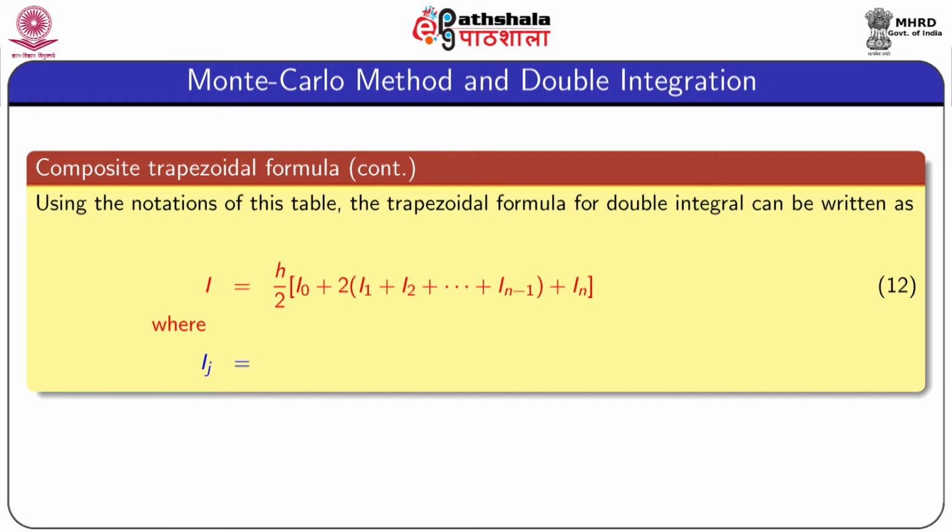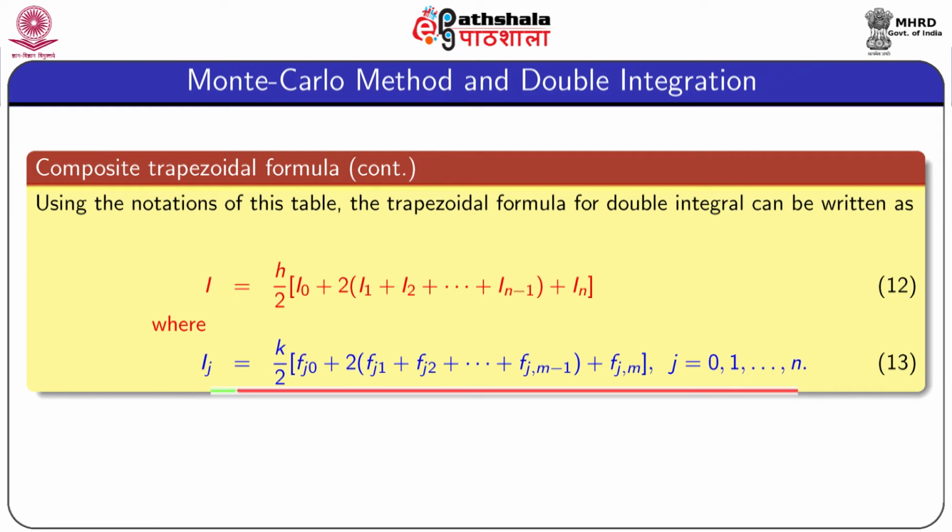Where Ij equals k by 2 into [f(j,0) plus 2 into (f(j,1) plus ... plus f(j,m minus 1)) plus f(j,m)], and this is true for all j equal to 0 to n. So this expression is nothing but the composite trapezoidal rule to find the integration with respect to y. So these two formulas, equation 12 and equation 13, are the composite trapezoidal formula to evaluate double integration.